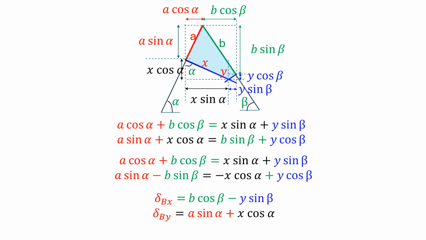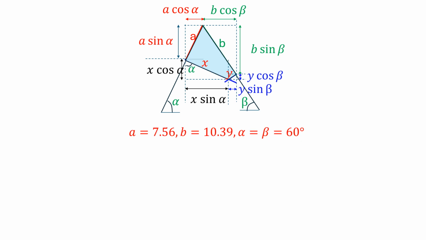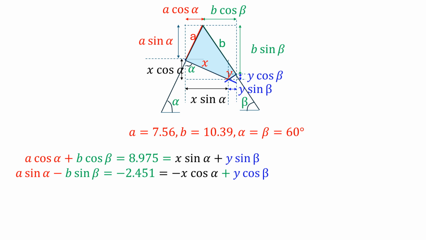So using these expressions, now in this present problem, we know the value of A, the shortening of member AB is 7.56 mm, the shortening of member BC is 10.39 mm, and the angles alpha and beta are equal to 60 degrees. So if we substitute, the LHS will be 8.975 in equation 1. The LHS for equation 2 is minus 2.451. So when we solve these two equations simultaneously for X and Y, you get X equal to 7.633 mm and Y equal to 2.731 mm.